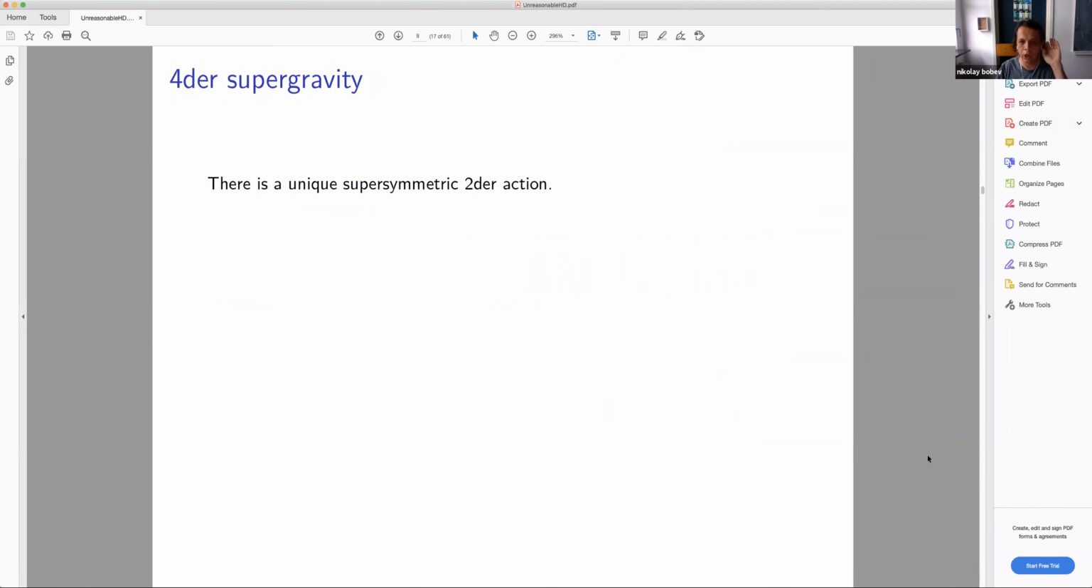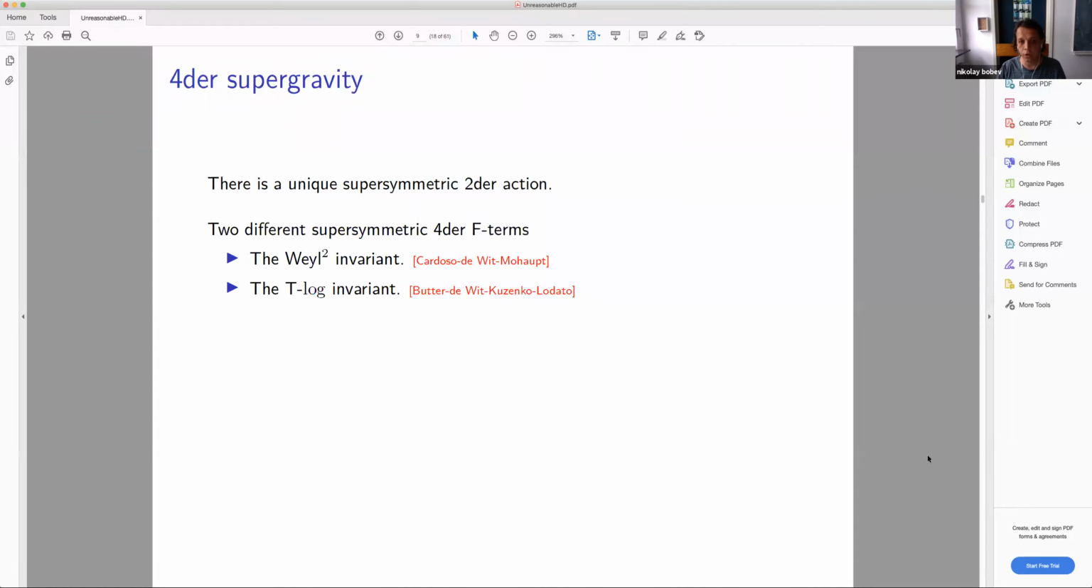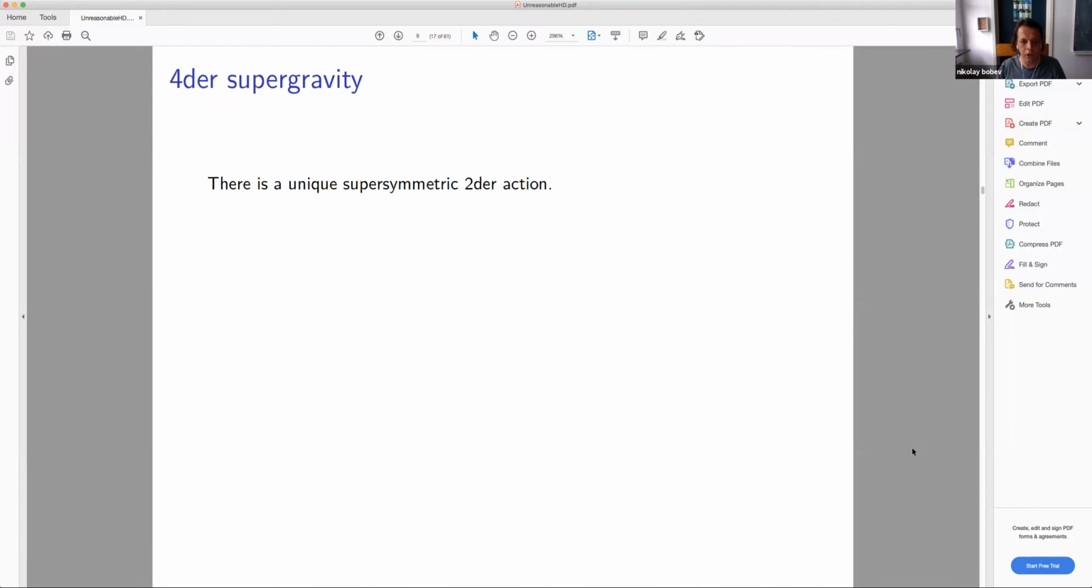And I'm not gonna show you any of these details. So here is a bunch of claims that we think are true. So first of all, there is a unique two-derivative supersymmetric invariant. So there's a unique action, which is good. The bosonic part of this action is essentially Einstein-Maxwell with a negative cosmological constant.